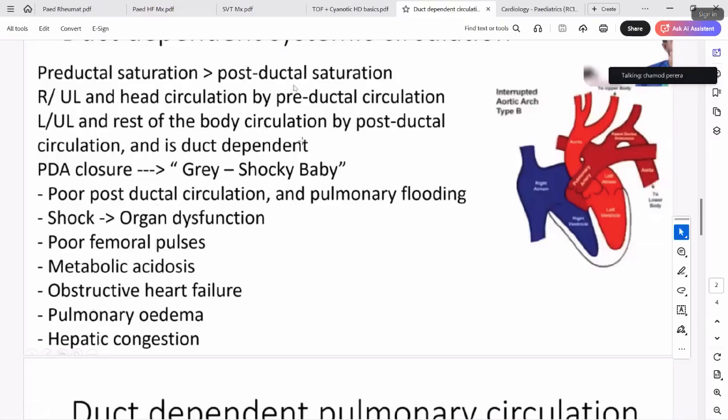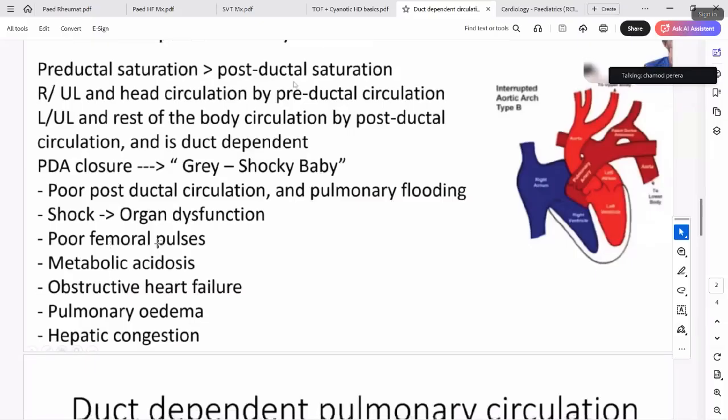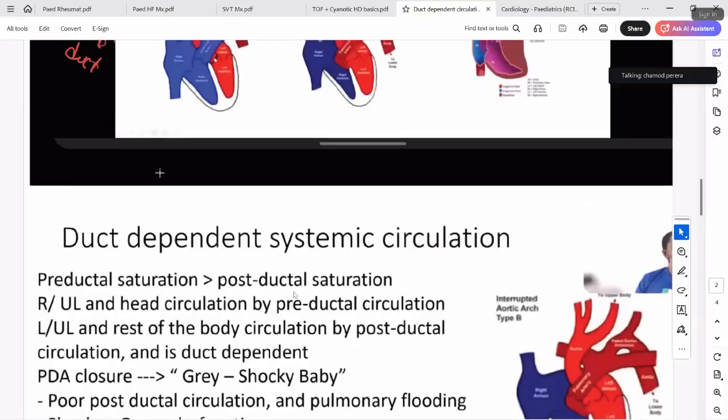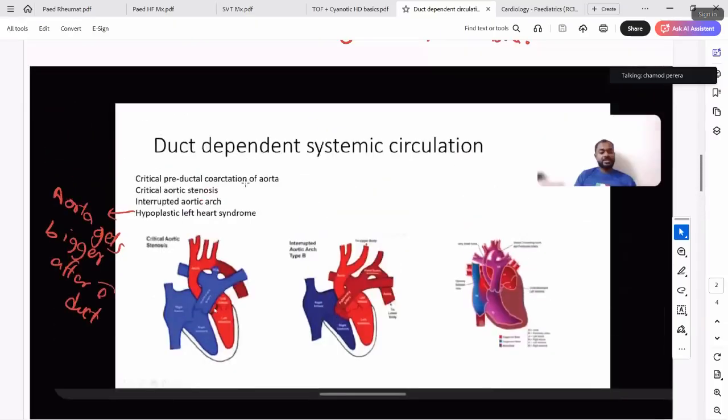And on the other hand, the systemic circulation is also going to get affected. The baby will go into shock, organ dysfunction, and there will be poor femoral pulses in this baby, right? Because of the poor perfusion, there will be a metabolic acidosis, right? So this sort of duct dependent systemic circulation will occur in patients with critical pre-ductal coarctation of aorta.